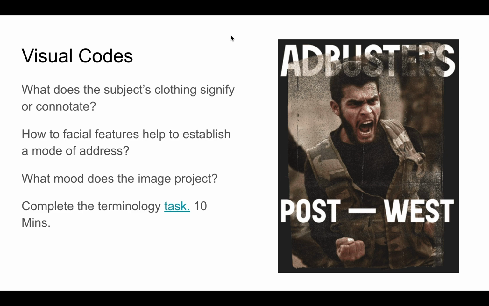If you go on to the next page of the Jamboard, we'll think about the visual codes. What does the subject's clothing signify or connote? How are the facial features used to help establish a mode of address? Is it direct? Is it indirect? And what mood does the image project? There is also a terminology task here if you follow the link on the presentation.